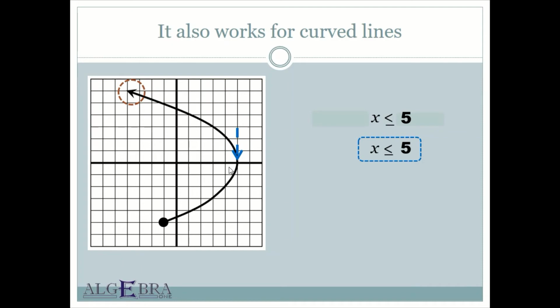Again, we can check our answer by looking at the inequality symbol. Our inequality symbol looks like an arrow pointing to the left, and we see an arrow pointing to the left on our graph. So we've checked our work, we know we're right. X is anything less than or equal to +5.